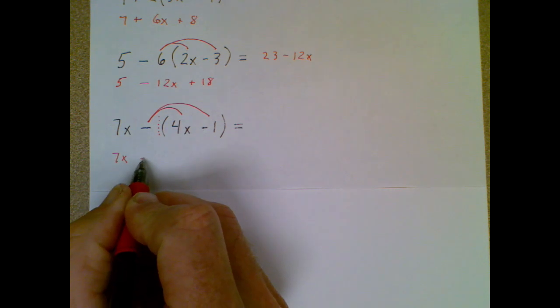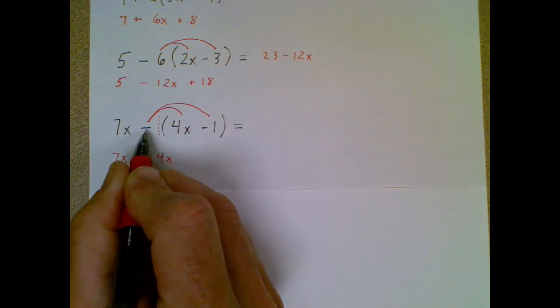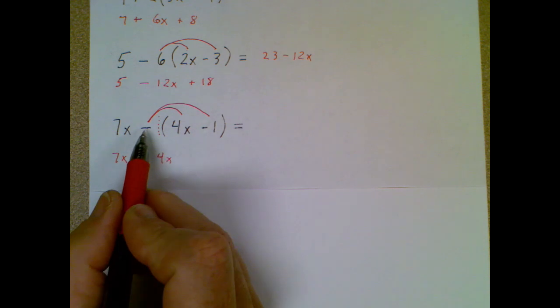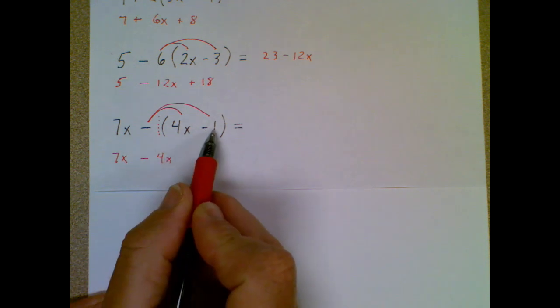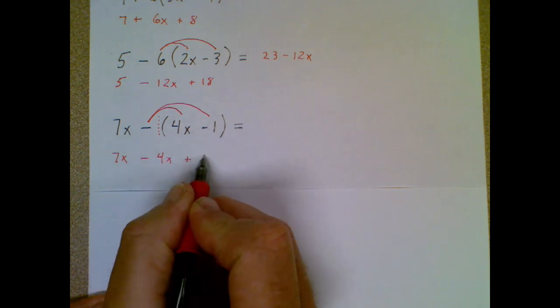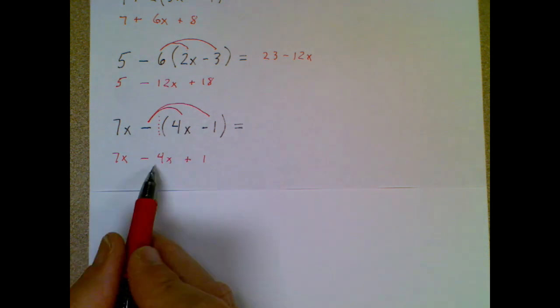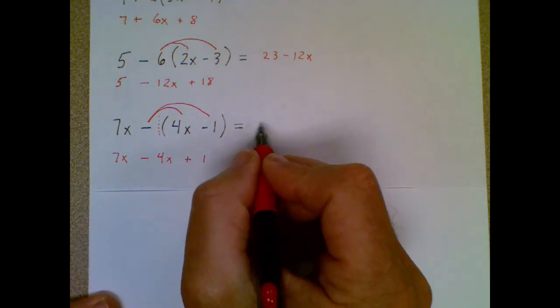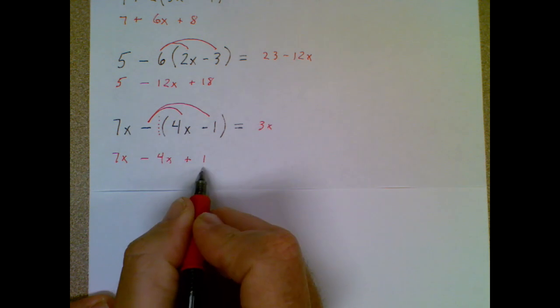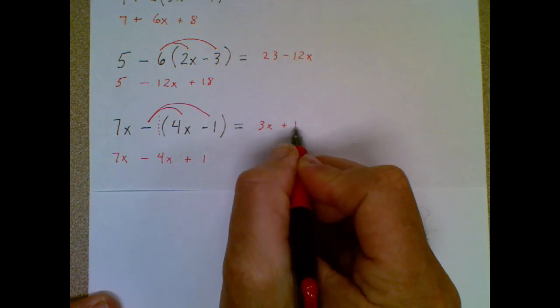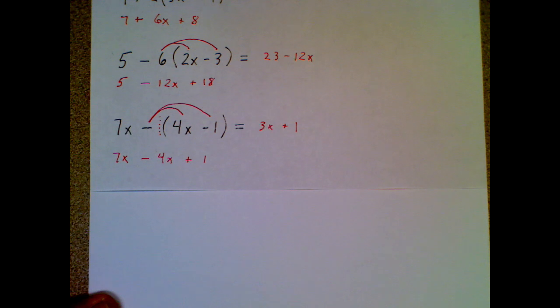7x gets recopied. Negative times 4x is minus 4x. Negative times negative 1, negative times a negative is a positive. And now I have these two which can be combined. The 1 can't be combined with anything, and we are done.